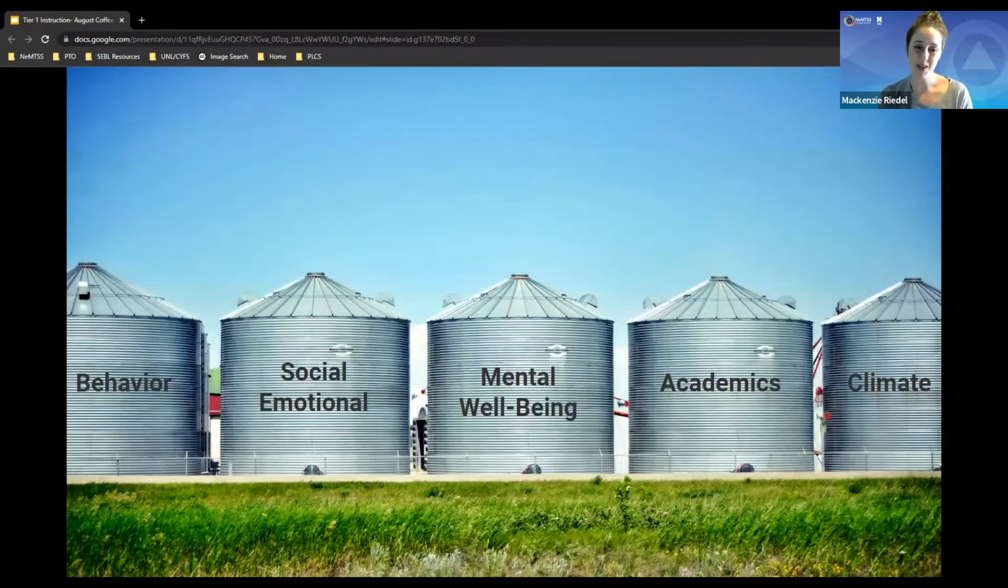You might sit on multiple of these teams. So figuring out where are the conversations very similar and how could we combine the teams together so we're working interdependently and we're using multiple sources of data as we're making those decisions.